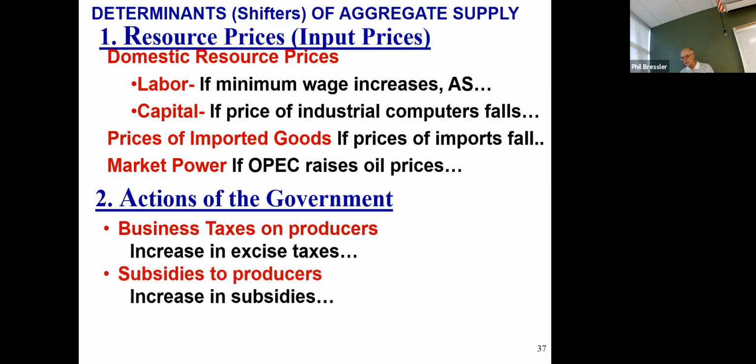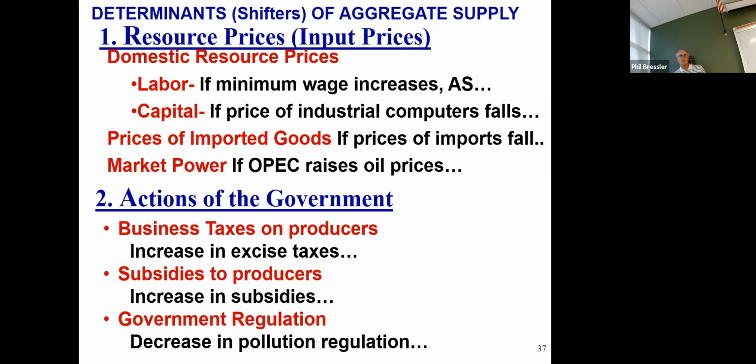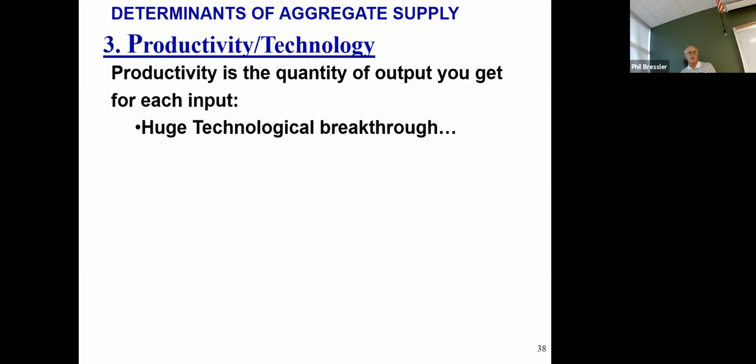All right, subsidies and then regulations. So if President Biden puts in more regulations for cars for pollution, that's going to make cars more expensive to make, so aggregate supply would shift left. Now, government spending would be adding more military, buying more tanks, building highways. Actions of government are taxes and subsidies. And the last one is productivity, which is usually technology.